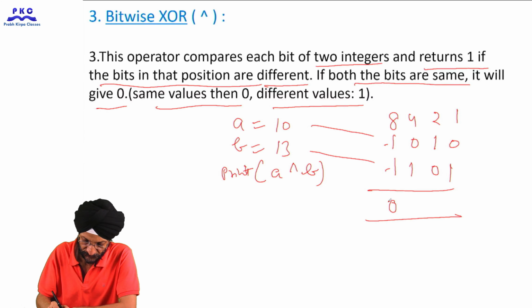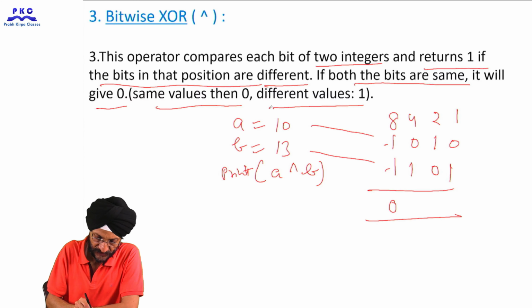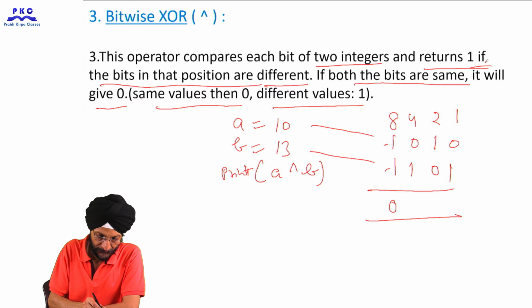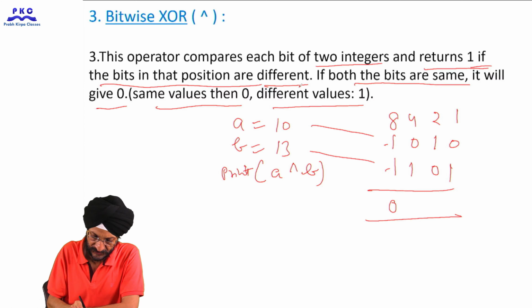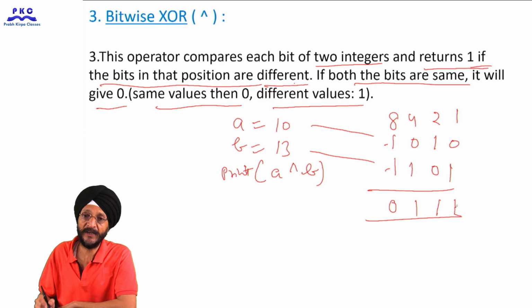Now in the other case, the bits are different. Different values are there: 0 1 1 0 0 1. If the bits in that position are different, it returns 1. So in here we will write 1.